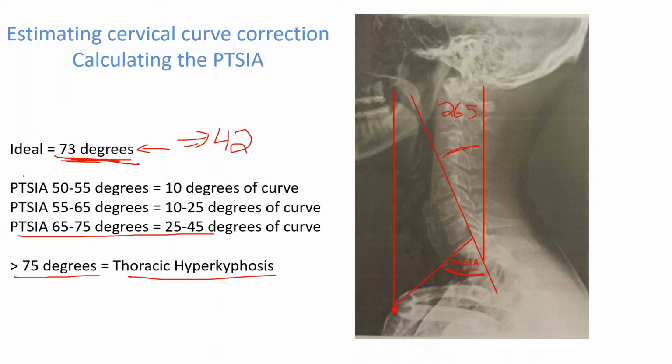These measurements, as far as we know, are more or less fixed. This is a morphology, a bone structure measurement that changes slightly, but it doesn't change a ton over time.